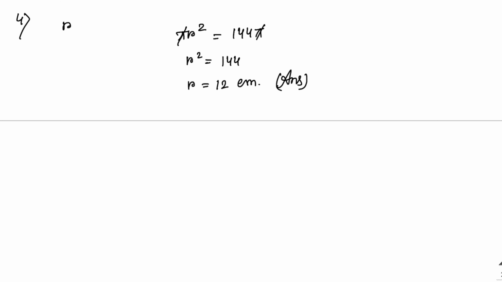And next one, you have to find out the circumference. So the circumference equals 2 pi r, that means 2 into pi, and then r means 12.